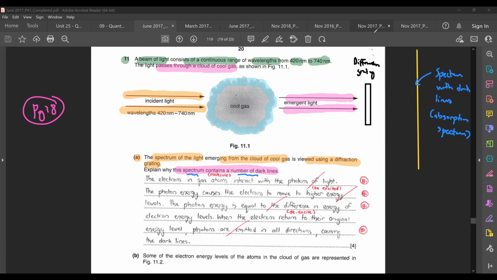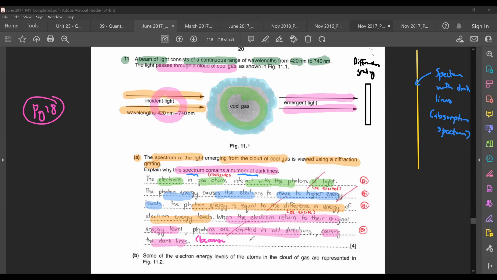So this one was actually explained in your notes. You can actually just reproduce back some of the points there. What you could say in the first place is that the electrons in the gas atoms over here interact with the photons of light from over here. The photon energy of light there causes the electrons inside your gas atoms to move to a higher energy level. Okay, the photon energy that is absorbed is equal to the difference in your electron energy levels. When the electrons return to the original energy levels, these photons are emitted in all directions, causing the dark lines.